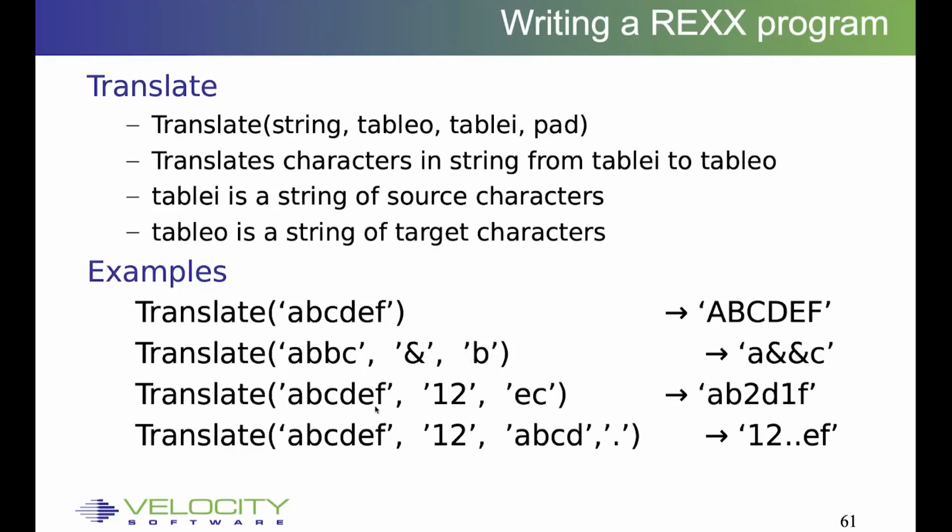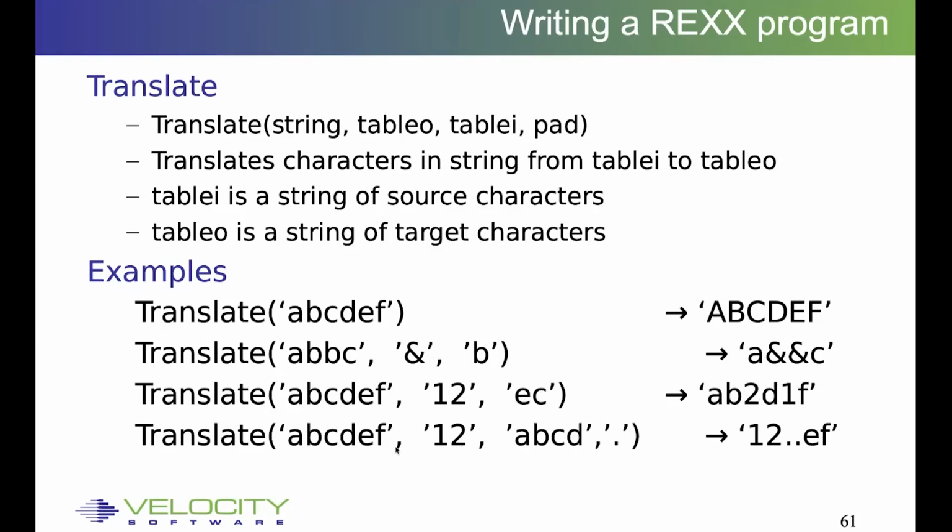In the third example, it's going to translate the EC characters to 1 and 2 respectively. So E will be translated to 1, C will be translated to 2, and the result shows that the E was in the 5th position, it's translated to 1. C being in the 3rd position, it was translated to a 2.